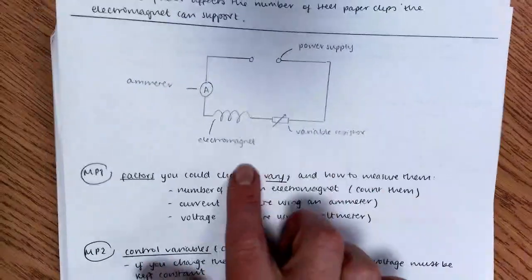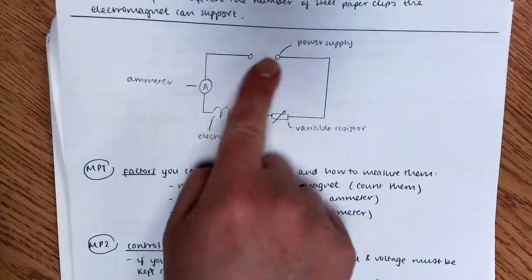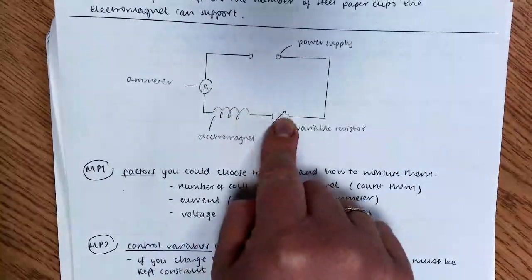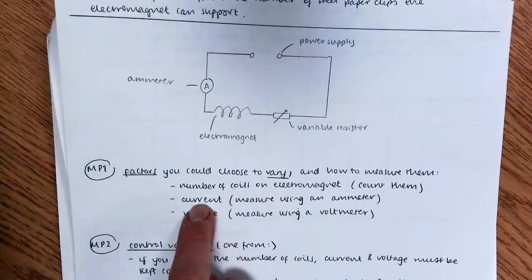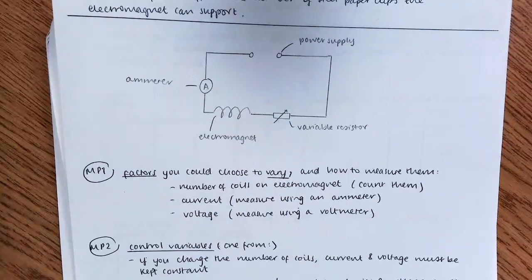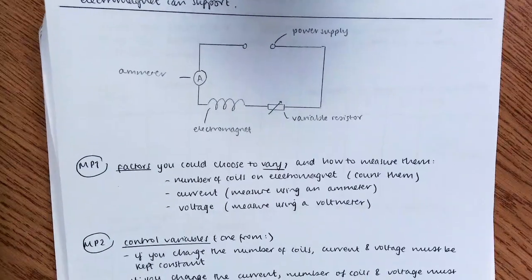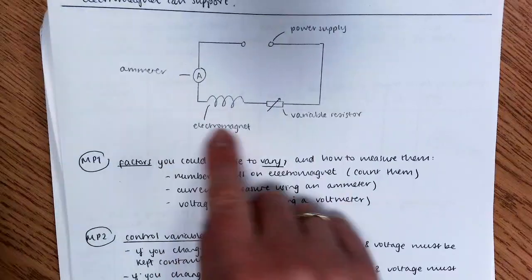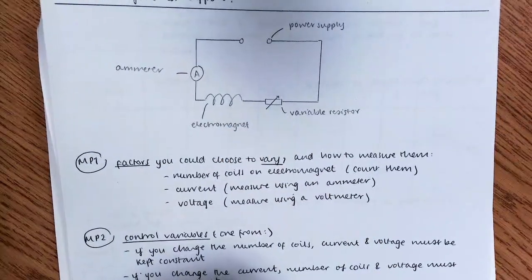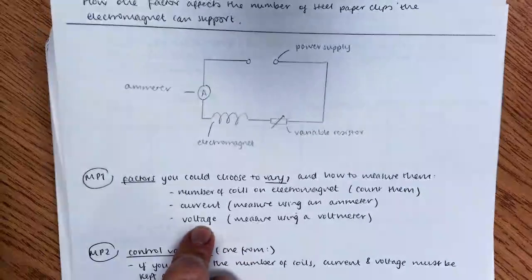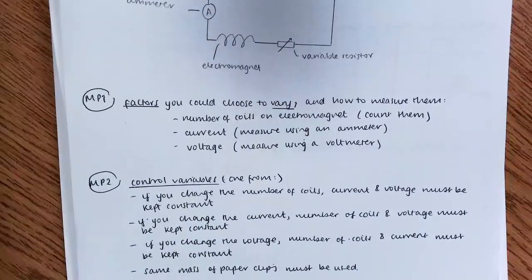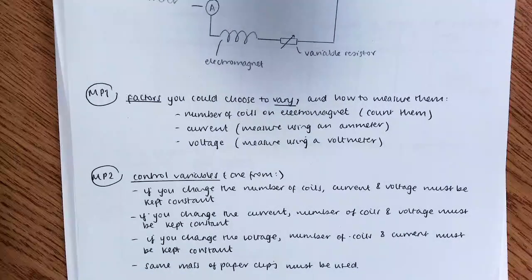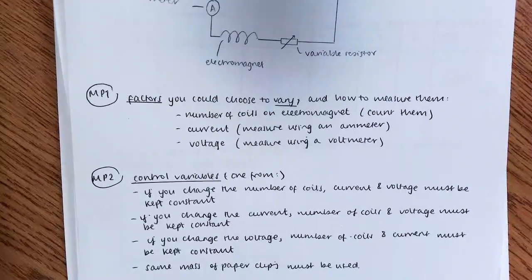You may have kept the electromagnet the same and changed the current flowing through the power supply and see how that affects how many paper clips the electromagnet can pick up. And if you stated that, you needed to say you would measure it using an ammeter. Finally, you could have changed the voltage across the electromagnet, and that would have been measured using a voltmeter. You don't need all 3 of these, you just need one because you're only going to change one thing.